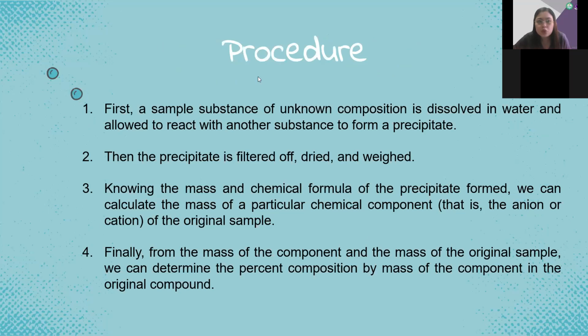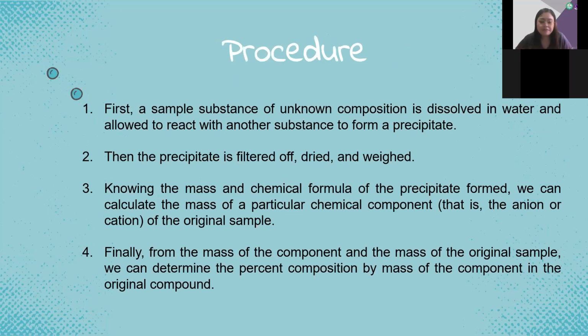Now, how do we do the gravimetric analysis inside the laboratory? So first, we have a sample. We have a sample and it's unknown. The composition is unknown. So we don't know. Hindi natin alam kung anong chemical compound yan or anong chemical substance yan. Hindi natin alam yung kanyang chemical formula. It's a solid substance most of the time.